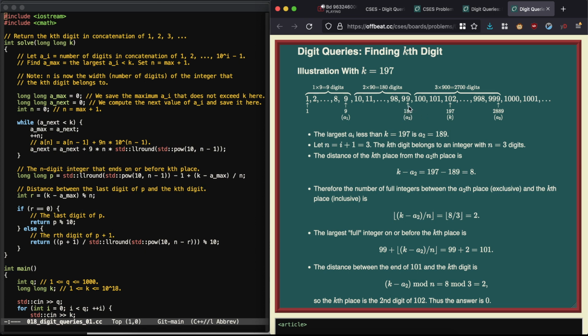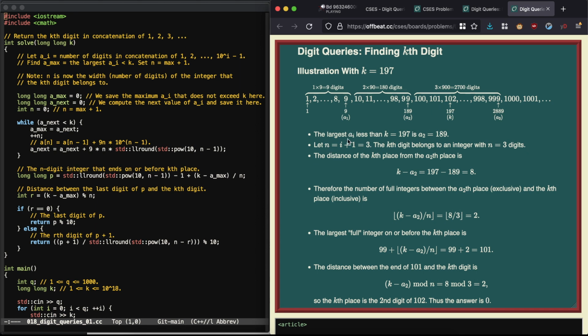And whatever that i is, the largest Ai, we will just add 1 to it and call it n, because that represents the width of the integer that k is pointing to. So we have found this is A2. This 2 is telling us that these are all 2-digit integers, and we have consumed 189 digits to reach all these 2-digit integers. So the number that we are dealing with, which is after this number, is certainly going to be a 3-digit integer. So that's what I mean by this.